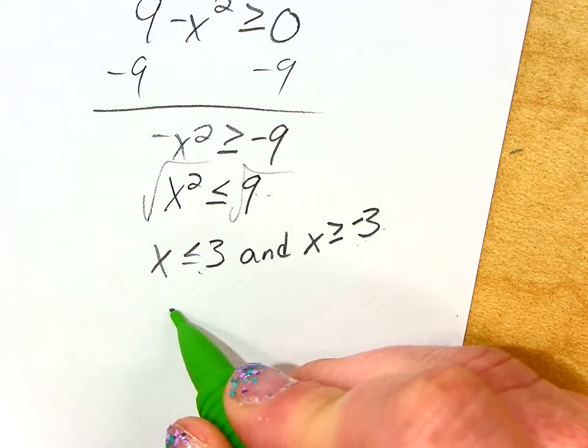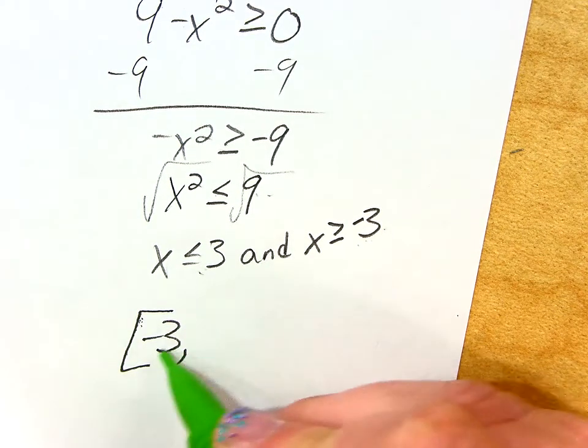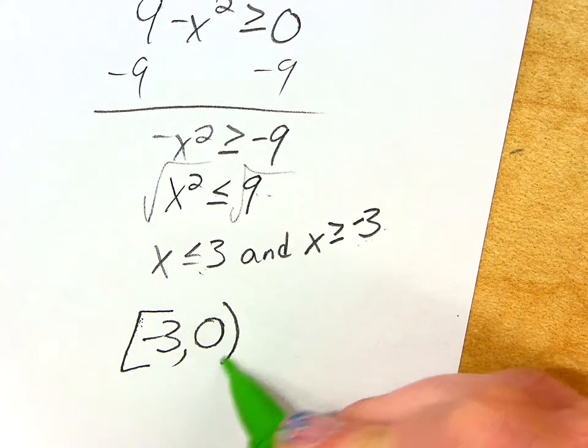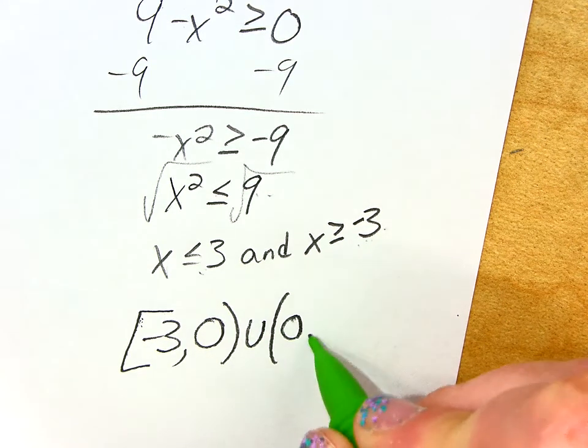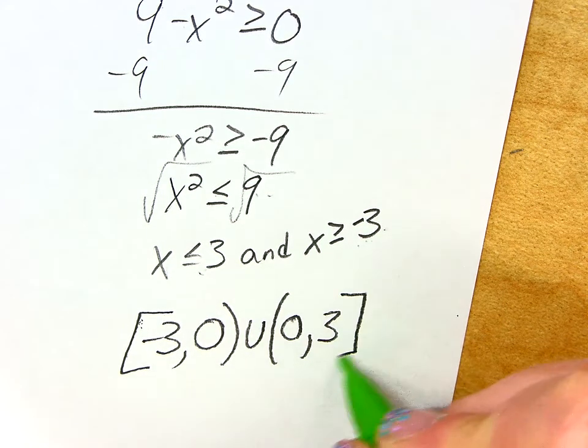So I'm going to come in at negative 3. I'm going to go all the way to 0, but I have to jump over it. And then I can finish off at positive 3.